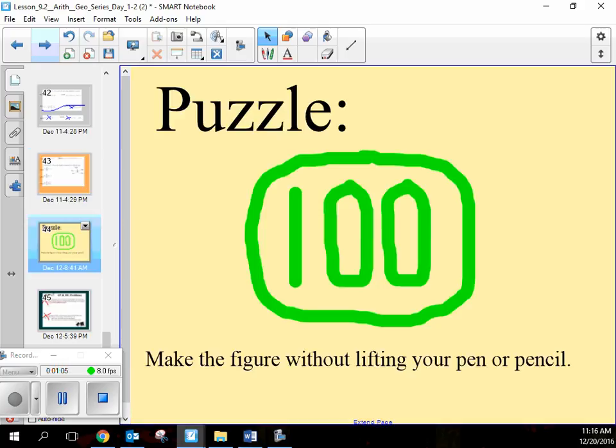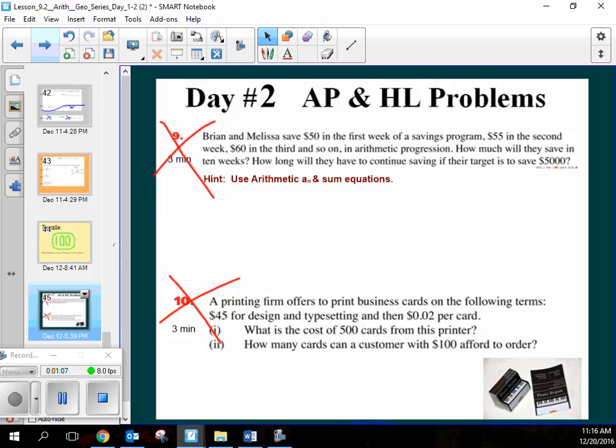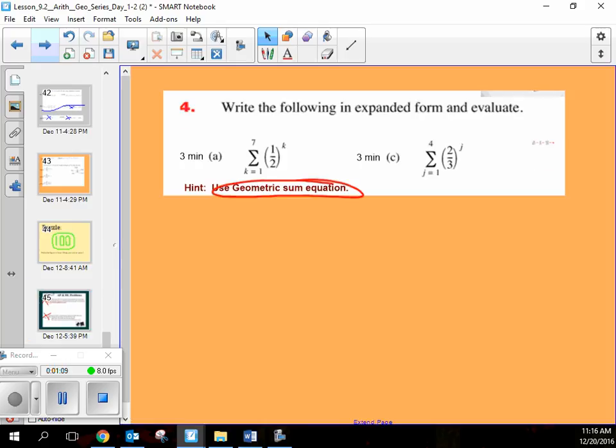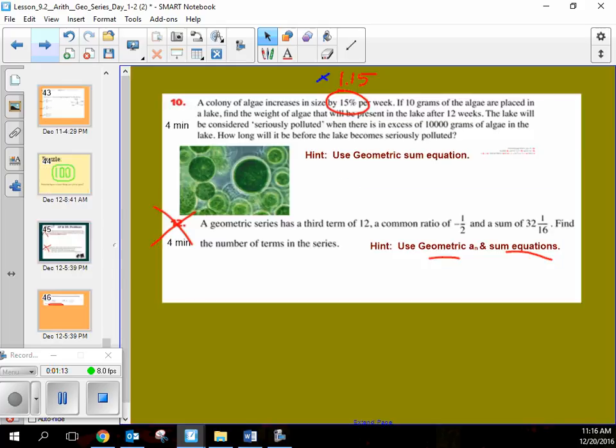Okay, so anyway, puzzle is optional. These two are skips. These two are yes, you should do them. And then number 10, you should be able to do. I'm going to give you this little hint. You might want to write it at the top. When it increases in size by 15% per week, don't make the mistake of multiplying by 0.15. That would make it shrink a lot. You've got to multiply by 1.15 to get it to grow.